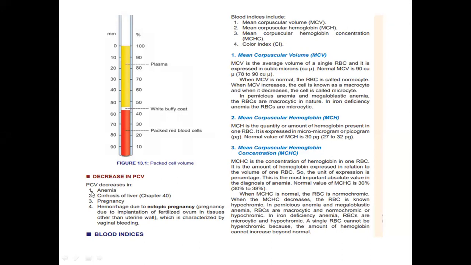The first thing is anemia. I said in the previous lecture that anemia simply means a decrease in the amount of red blood cells or hemoglobin. The decrease in red blood cell or hemoglobin is called anemia. And when there is anemia, it is only natural for packed cell volume to decrease, because anemia means decrease in red blood cells. So when red blood cells decrease, packed cell volume will decrease also.